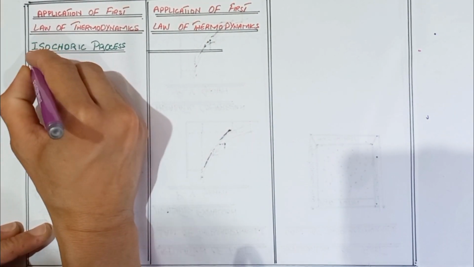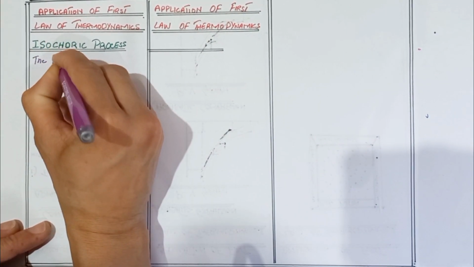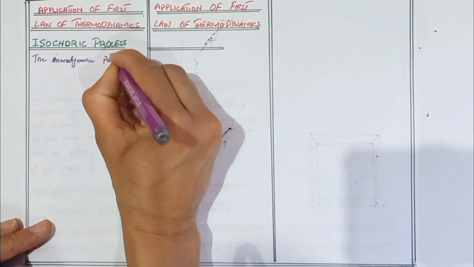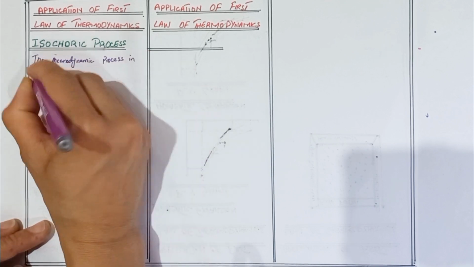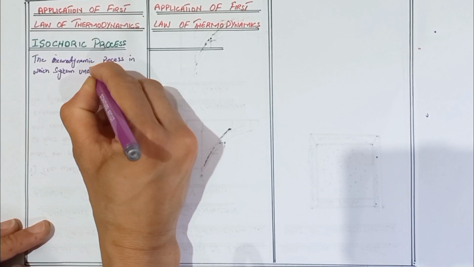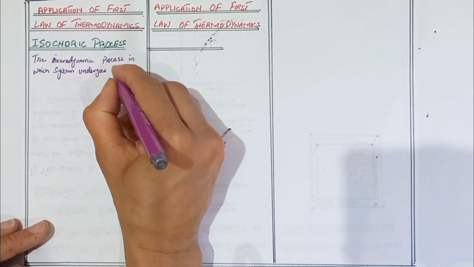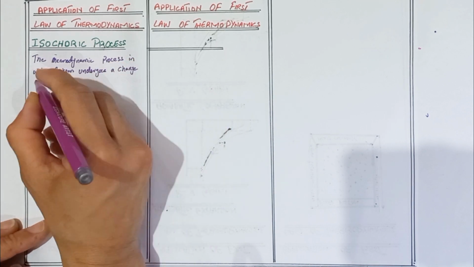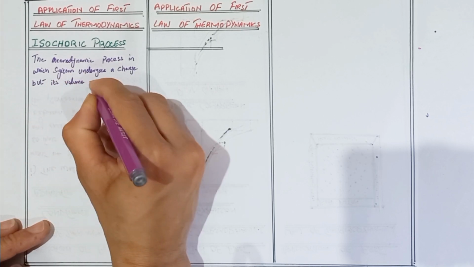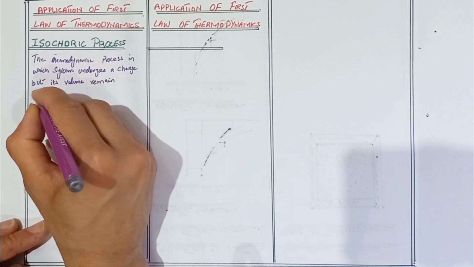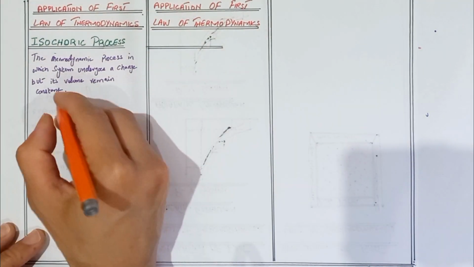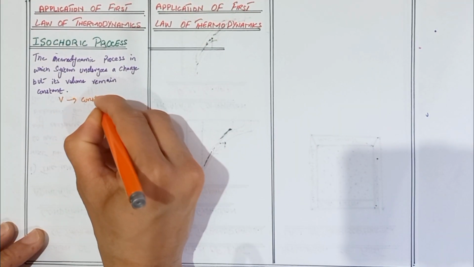What is the isochoric process? The thermodynamic process in which the system undergoes a change but its volume remains constant. Volume is constant.